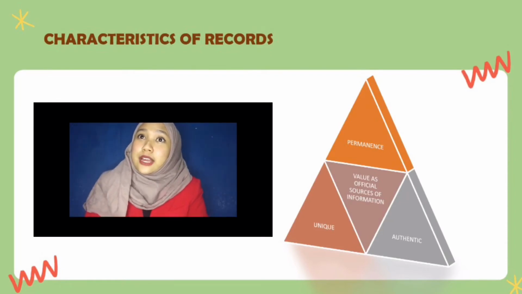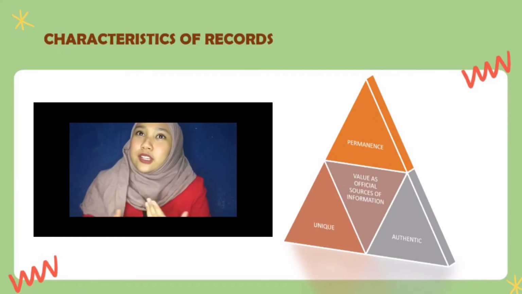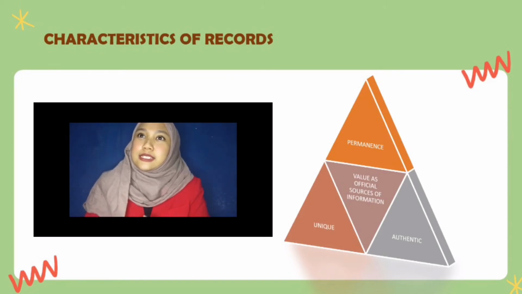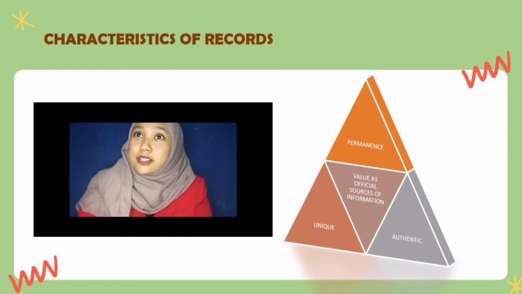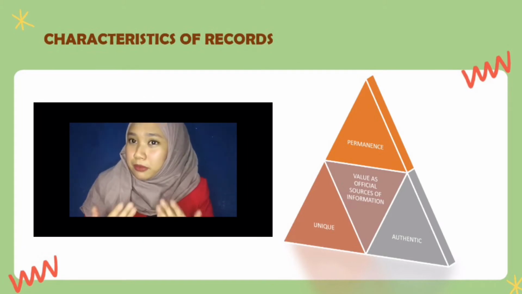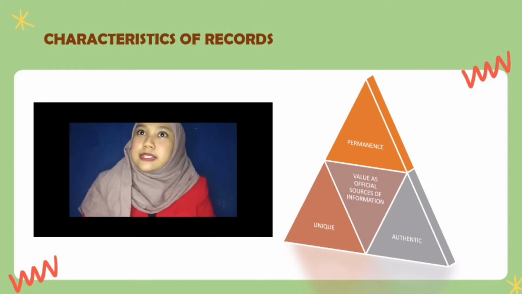Secondly, the value as official source of information. The records should have authority so that they should be considered to be the true, official account or report that will have universal validity as the one true record. Number 3, unique. The records are unique in that they are documents of a single or individual event or transaction that will not be repeated at the same time, at the same place, or for the same action.